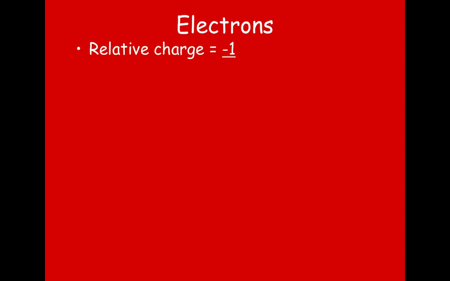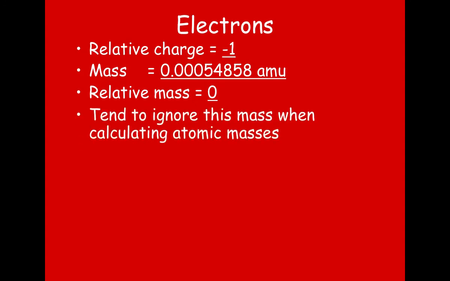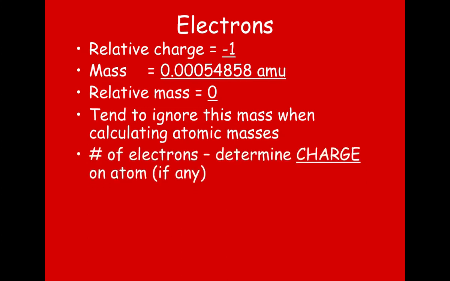The last one are the electrons. Electrons have a relative charge of -1, and their mass is very small. It's less than a single AMU. In fact, it's a lot less. So because of that, we will say its relative mass is 0. But it is important that you understand that electrons do have mass. It's just that we tend to ignore this mass when we determine atomic masses. The number of electrons, though, is the major contributor to determining the charge an atom may have, if it has any at all. The number of protons in an atom can't change, but the number of electrons can fluctuate.